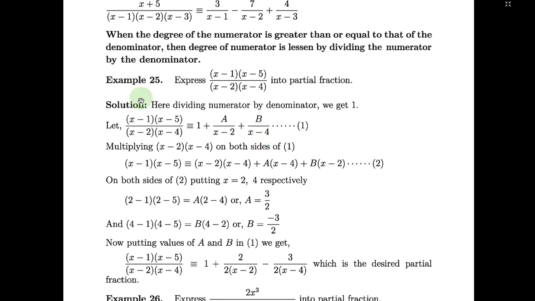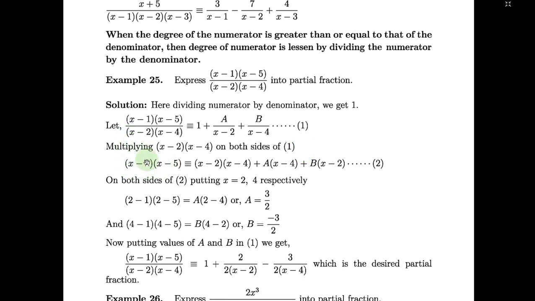Because this is an improper fraction, we need to take this 1, and because there is x square divided by x square, that is equal to 1. That's why we are taking here 1, multiplying x minus 2, x minus 4 on both sides of 1. What?